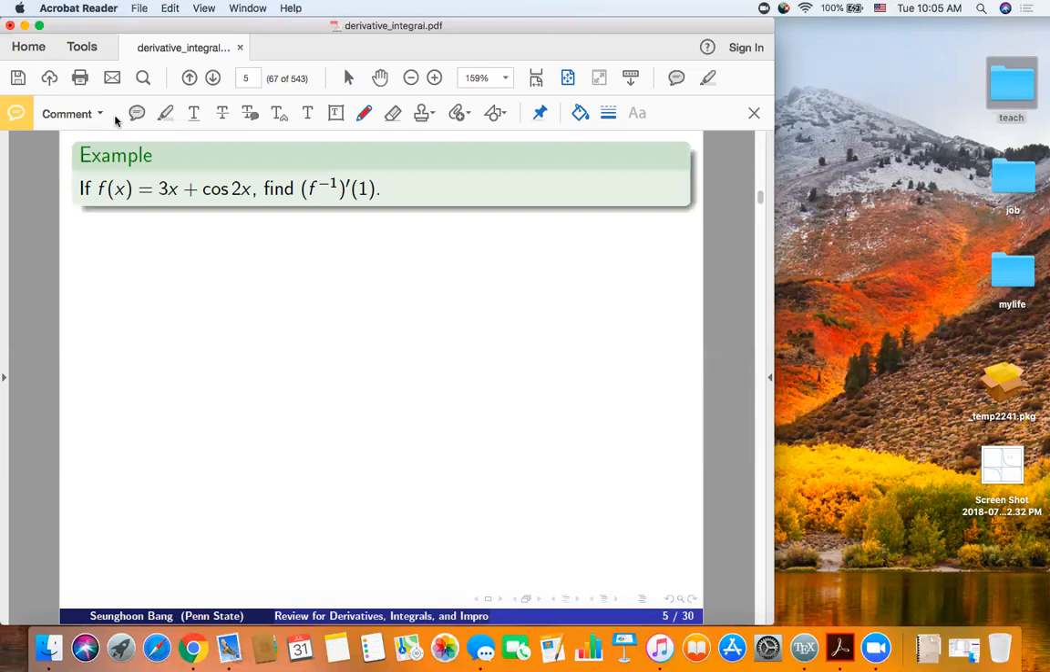We try to solve this problem. F of x equals 3x plus cosine 2x. We want to find the derivative of the inverse f at 1. The first thing, you need to check whether function f is one-to-one. What do you think? The f of x equals 3x plus cosine 2x is one-to-one. This is one-to-one. So what do you think? Is it one-to-one?